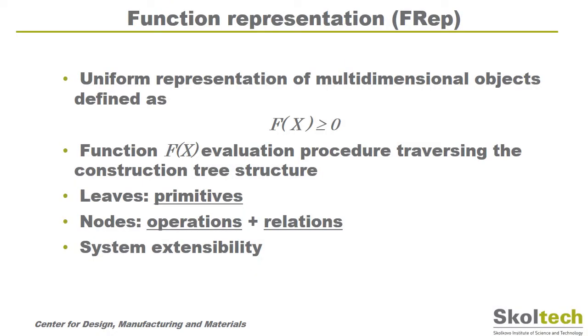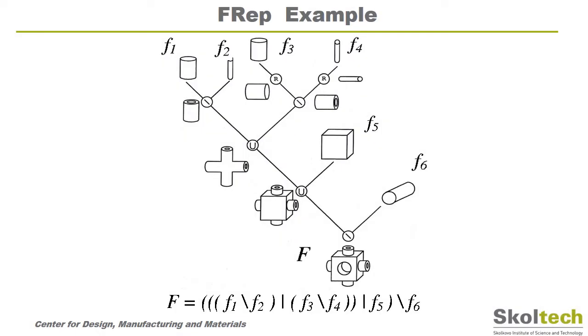Now let's look at the function representation. More formally, the function representation can be defined as a uniform representation of multidimensional objects defined by real continuous functions. The function value is calculated at any given point by an evaluation procedure traversing the construction tree structure, with leaves containing primitives and nodes containing operations. One of the fundamental features is system extensibility, meaning that neither the set of primitives nor the set of operations are fixed, and they can be extended depending on the application area. This is an example of the construction tree using function representation.